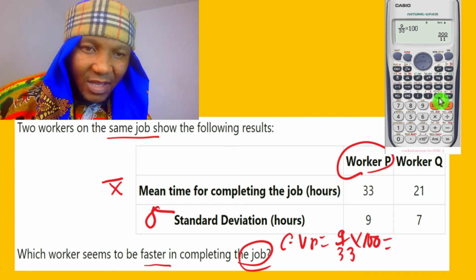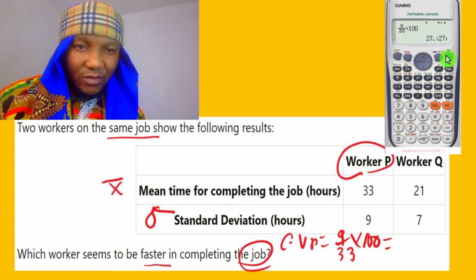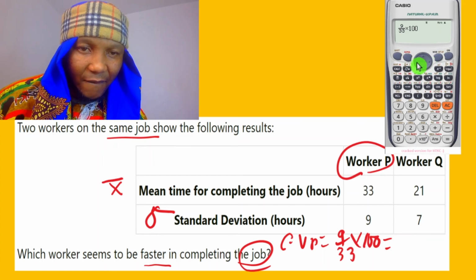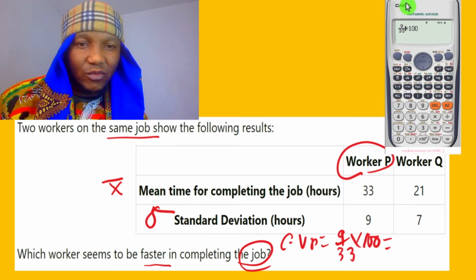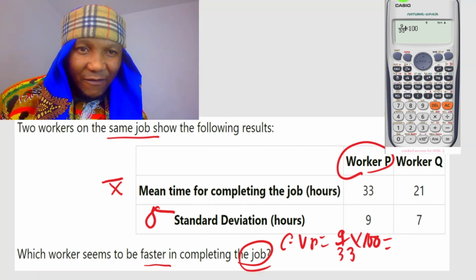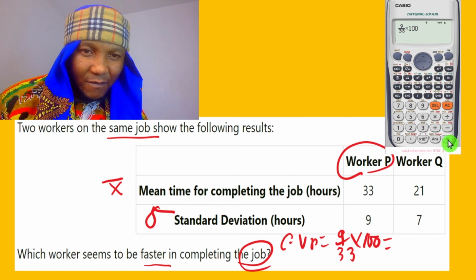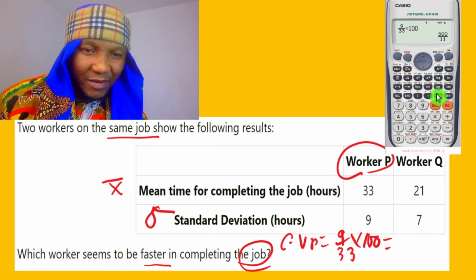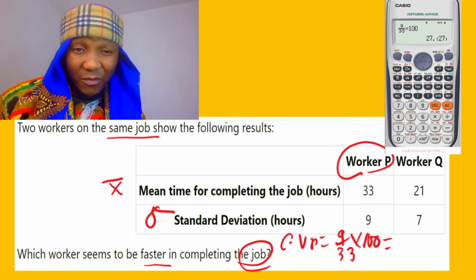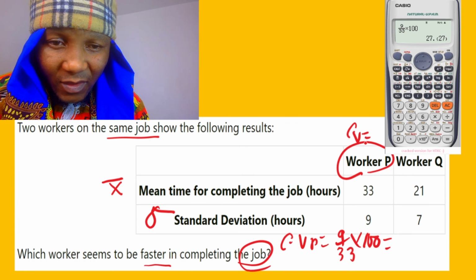So the first worker gives us 27.27. You can write it down if you want, so we're not going to forget. So for worker P, the coefficient of variation is equal to 27.27, if I'm not mistaken.